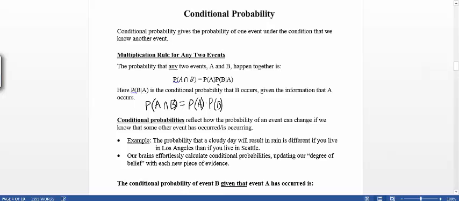Let's break this down. How do we calculate this new thing that we see? This vertical line means that we're dealing with a conditional probability. Anything after the vertical line, to the right of it, means it's already occurred. This event that has already occurred has some effect on B, so it changes the probability. Therefore, these events are not independent.